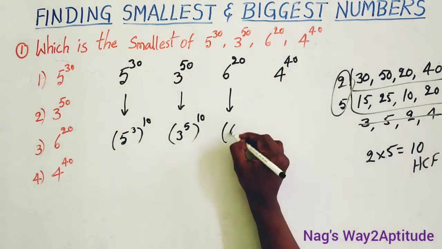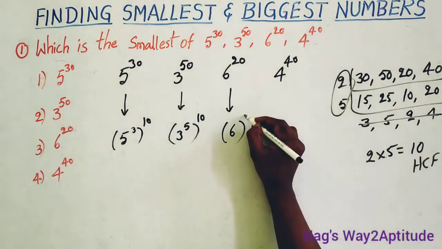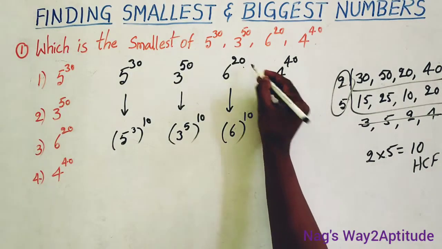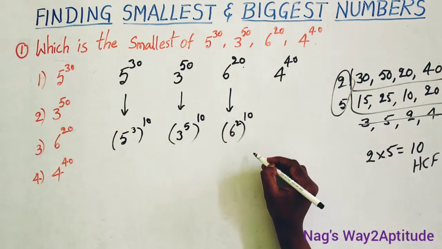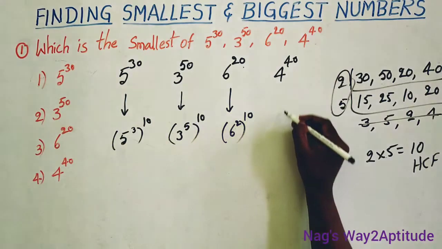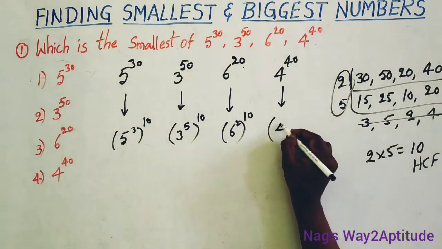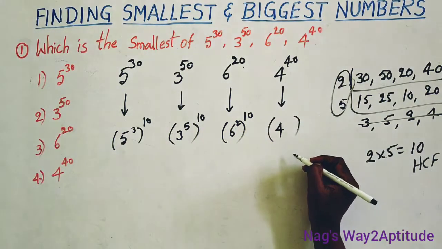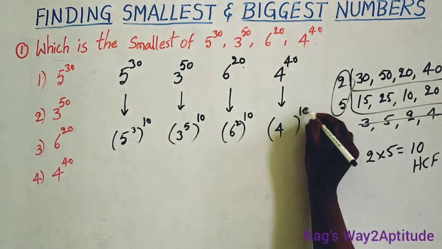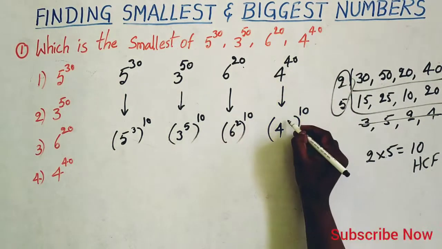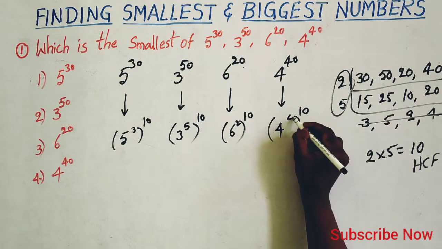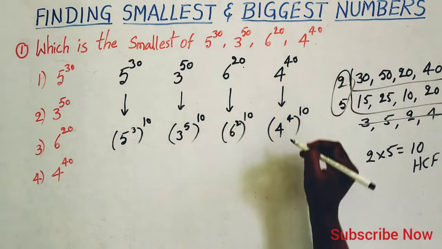Now 6 power, the HCF is 10. We need 20 here, therefore you take 2. 2 tens are 20. And finally 4 power, the HCF is 10. We need 40 here. What should be here to make it 40? 4. So 4 into 10 is 40.